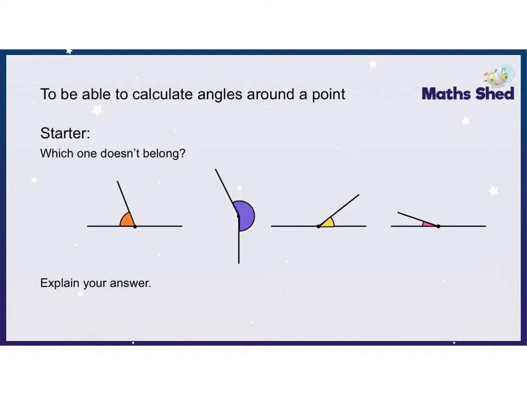So as a starter question, which one doesn't belong? We've got the orange angle, the purple angle, the yellow angle, and the pink angle. And the angle that doesn't belong is the purple one. The reason being is that the others are all less than 90 degrees and they are all acute angles. The purple one is more than 90 and less than 180, so that means that it is an obtuse angle.